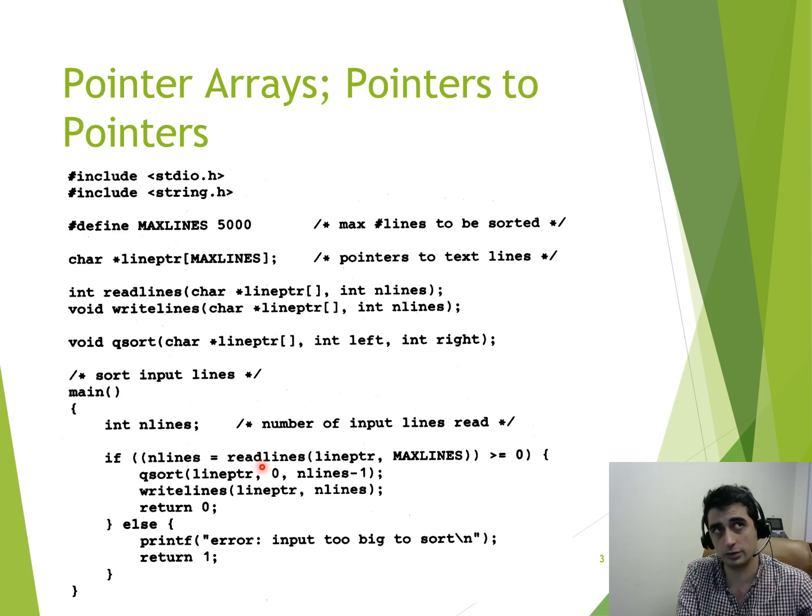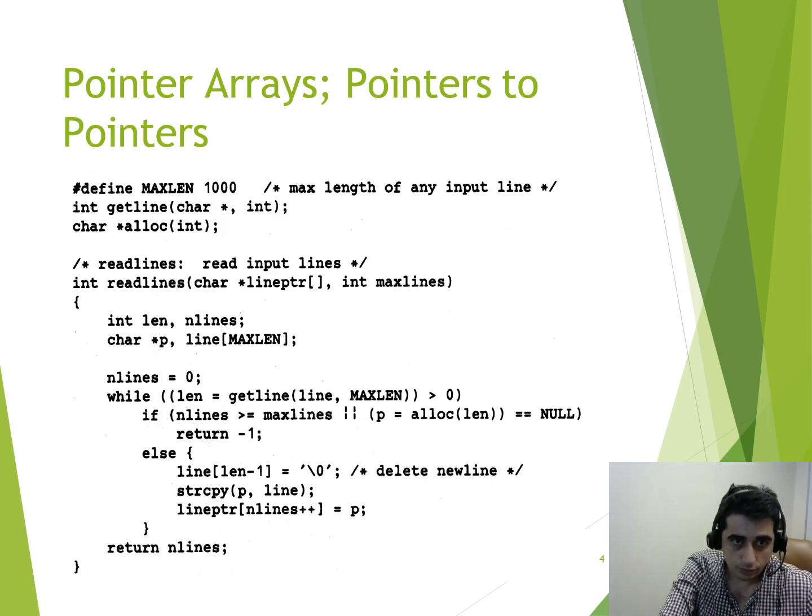Now, if readlines ends up with an error, then it returns a negative number. Then we get to the else part and we print "input too big to sort". I'll show you how readlines returns a negative number. That's an exceptional case. But if that happens, we're going to print an error message on the screen, and that would be the end of this program.